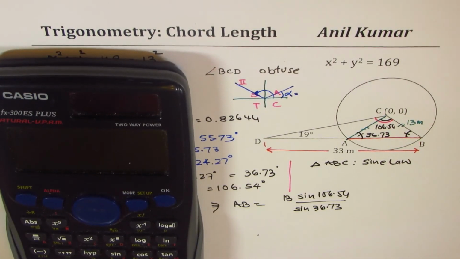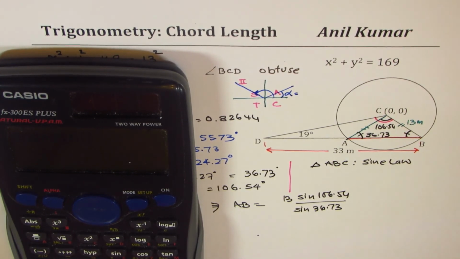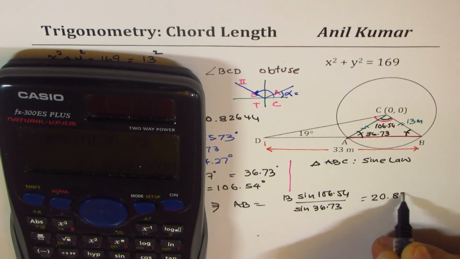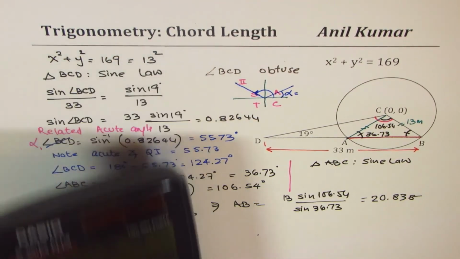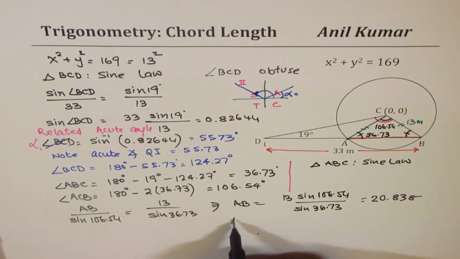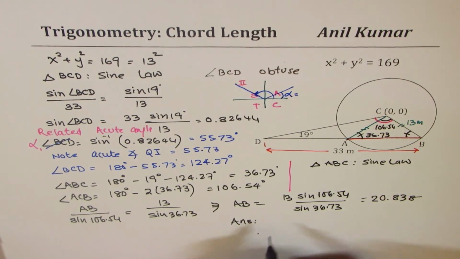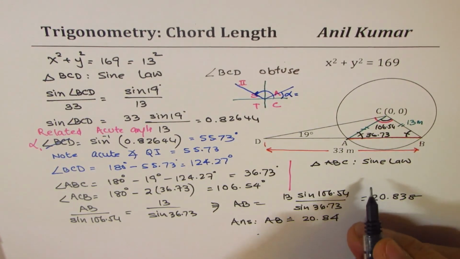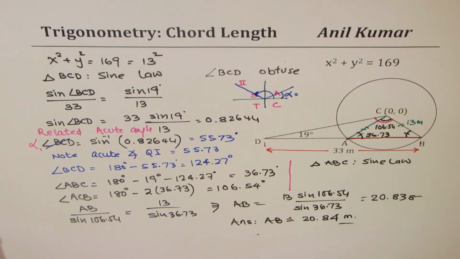So we get 13 times sine of 106.54 divided by sine of 36.73, and that is equal to 20.838. So we can approximate our answer to two decimal places, AB equals 20.84, and the units are meters. Correct? So that is how it can be solved.